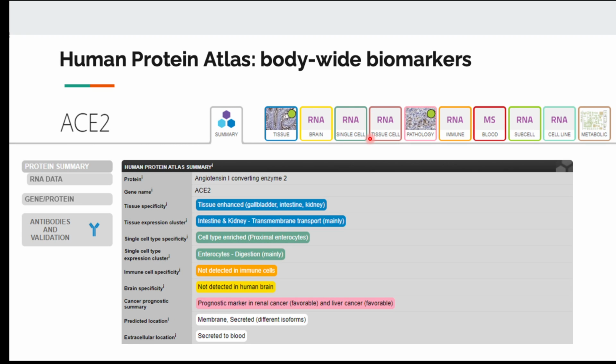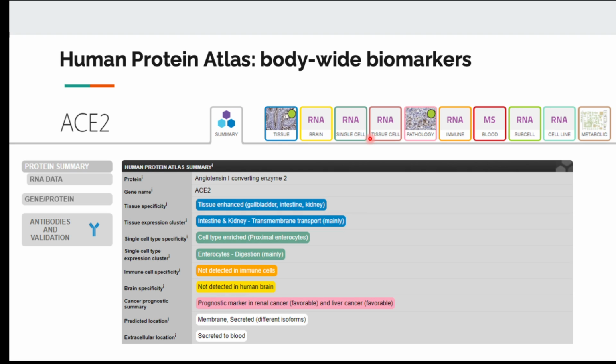The other resource that is very useful is the Human Protein Atlas. The Human Protein Atlas tries to give you complete information about proteins, so similar to UniProt. But they focus on human proteins. And because they focus on human proteins, they can give you more visualization than UniProt.